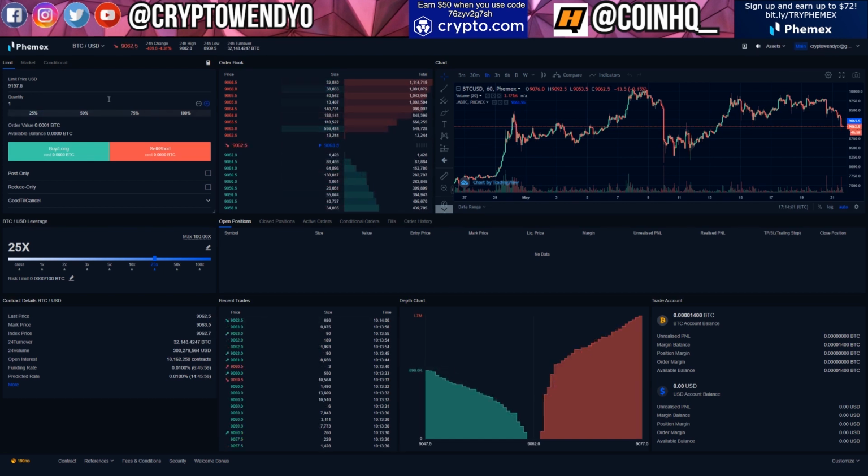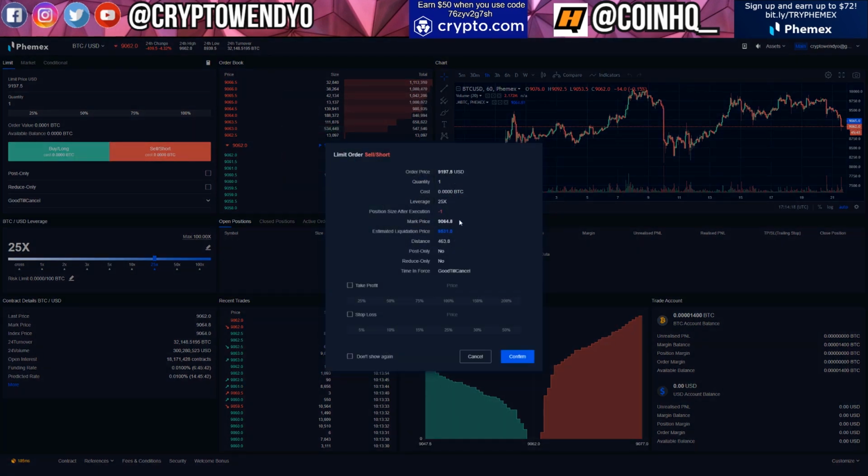All right, so if you're interested in placing a limit order on Phemex, what you would do is go ahead to the limit price area here, and enter your limit price in. You can select your leverage in here if you want to use any, and you actually don't have to at all. You would go ahead and go to sell or to short. You would click that. You would see your limit price here, which is the order price, the quantity of your order, the cost, the leverage you're using.